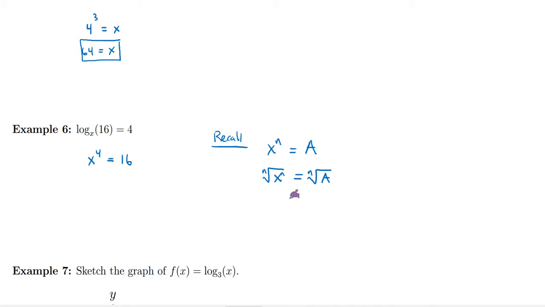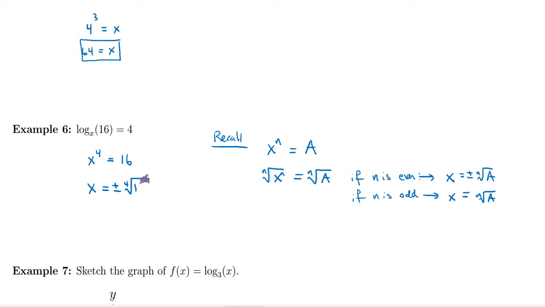However, if n is even, then what do we get? We'll actually get x is plus or minus the nth root of a. If n is odd, the reason for that is this would actually become an absolute value, but if n is odd, then you just get the positive one. Okay, so over here we have n is even, so we're going to take the 4th root, so we'll have x is plus or minus the 4th root of 16.